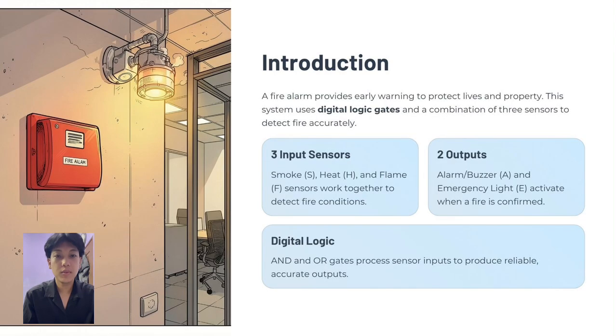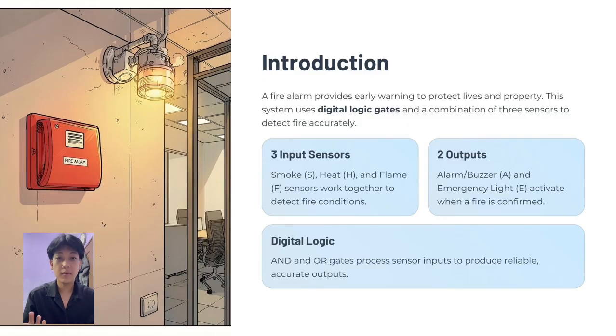Before we go deep into this project, we have to talk about the introduction first. Fire alarm provides early warning to protect lives and property. This system uses digital logic gates and 3 input sensors to detect fire accurately. We have 3 input sensors: smoke as S, heat as H, and flame as F. These 3 input sensors work together to detect a fire condition, so when a possible fire comes, they detect it quickly.